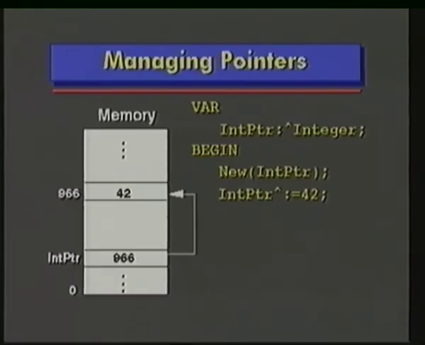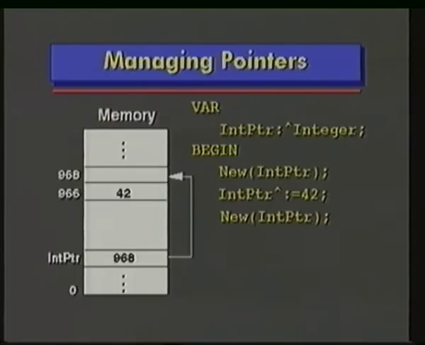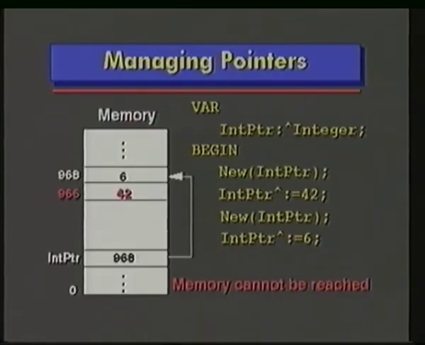Now we use the new procedure again with the same pointer variable int pointer. Another 2-byte block of memory is dynamically allocated by setting the value of int pointer equal to the starting address of that block. We initialize the value of that variable integer to 6. But what happens to the block containing the integer 42? Int pointer no longer points to it, so there's no longer a way to reach it, and we can't reuse it. If our program does this often enough, all the memory could get used up.